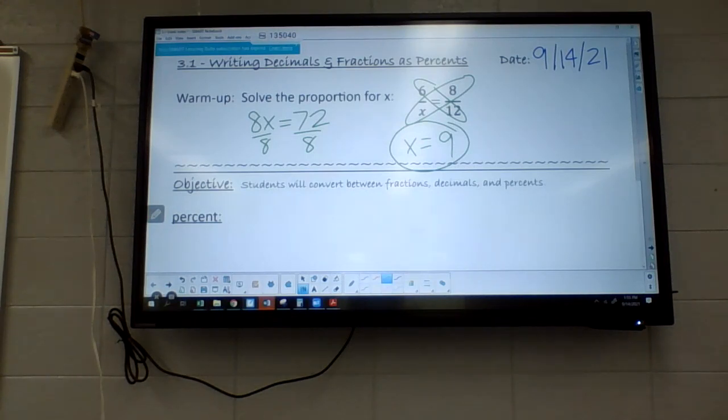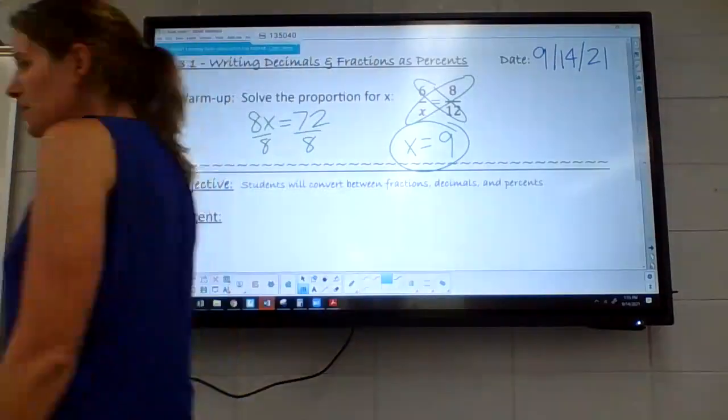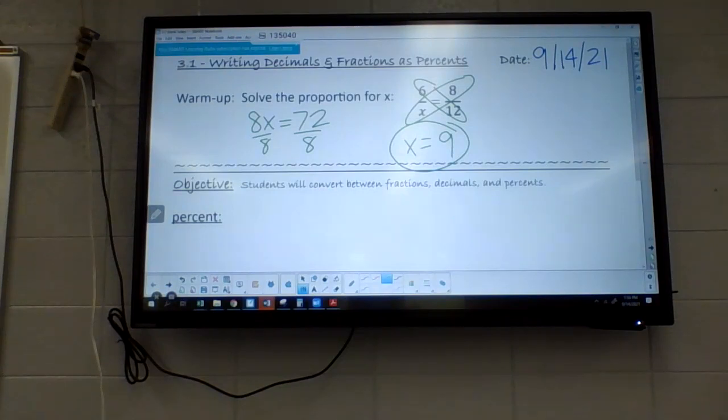Okay? This proportion is going to come up when we're working with percents. So percents and proportions go pretty closely together. We're only going to use this a little bit today, but for the most part, just be comfortable with converting back and forth and being able to solve that.